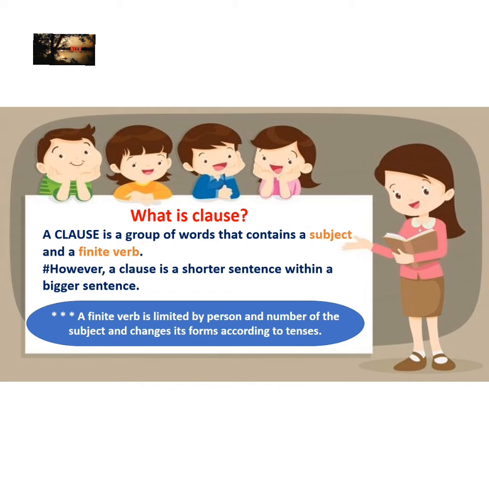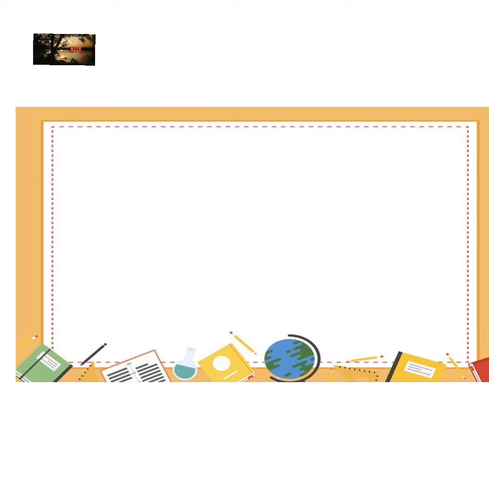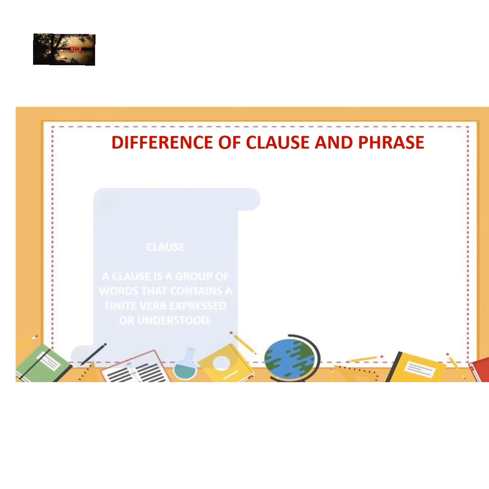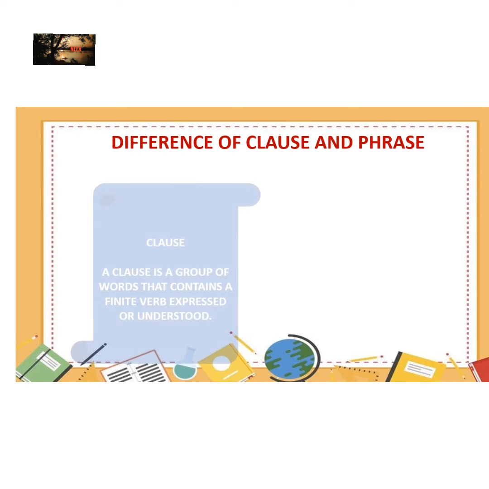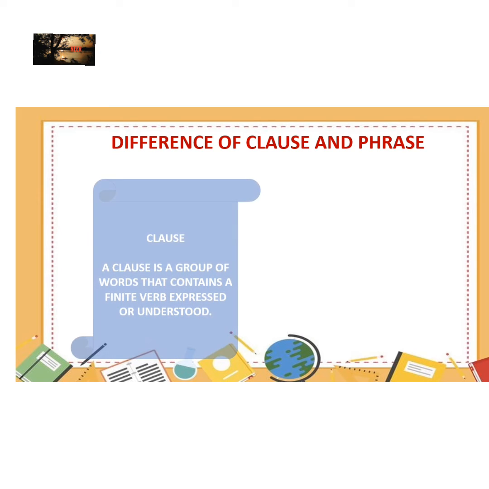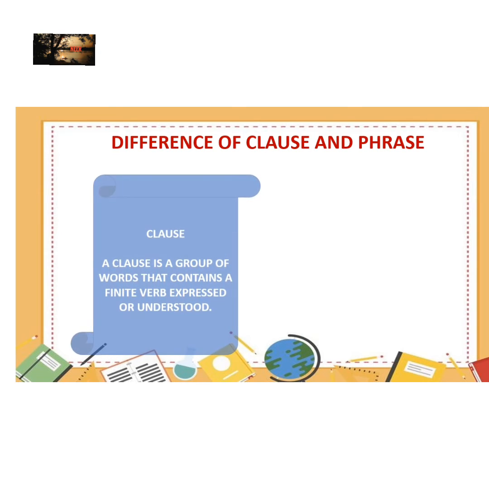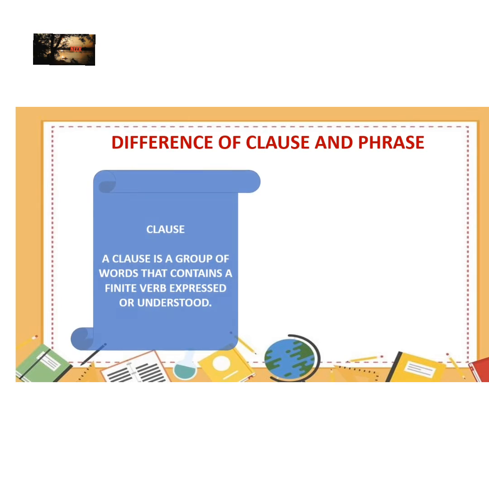For better understanding, we have to know the difference between clause and phrase. As we know, a phrase is also present in a sentence, and a clause too. Then what is their difference? As they have separate names, their functions must be separate. Let's see what that is. A clause is a group of words that contains a finite verb expressed or understood.